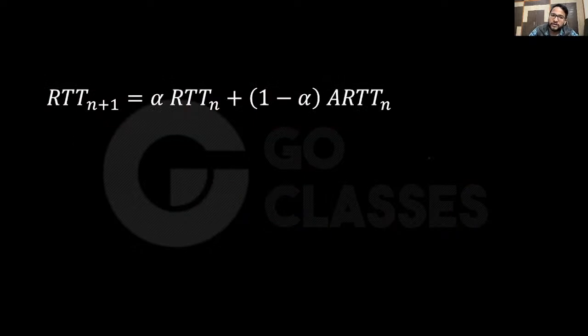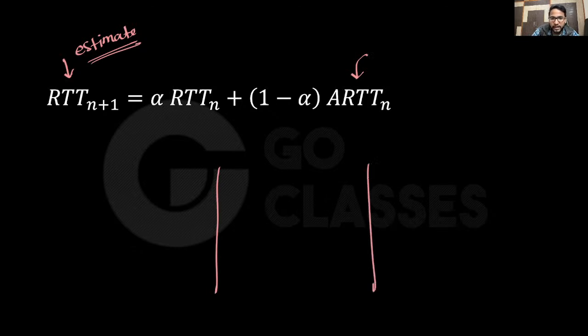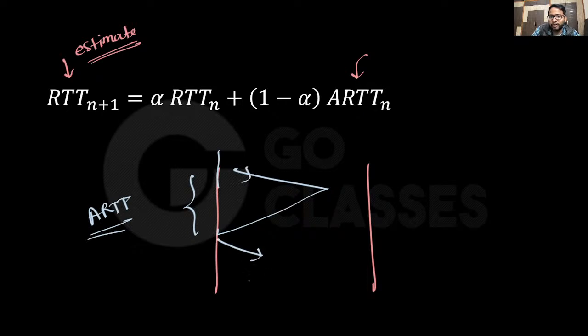So basically this is the formula that we are going to use. This is my current estimate, and in the last iteration, this was my estimate and this is what actually happened. See, I do not know what's going to happen in the future, but till now whatever has been the RTT, this actual RTT I know. But I do not know the next RTT, the one I'm going to estimate. We know what has been the actual RTT before it, right?